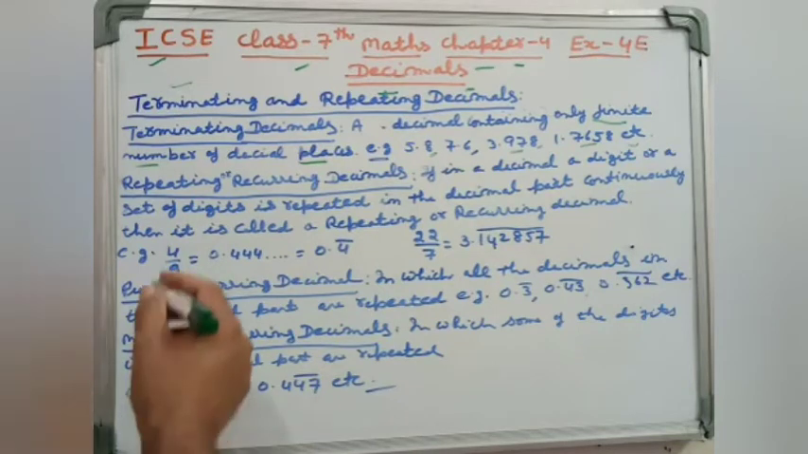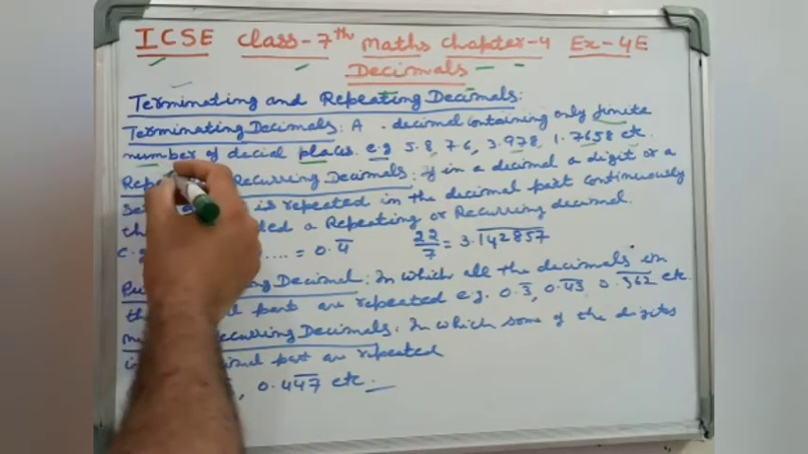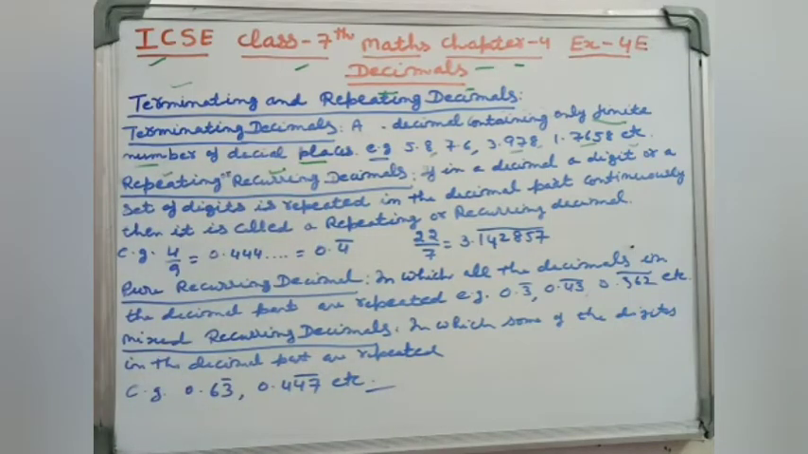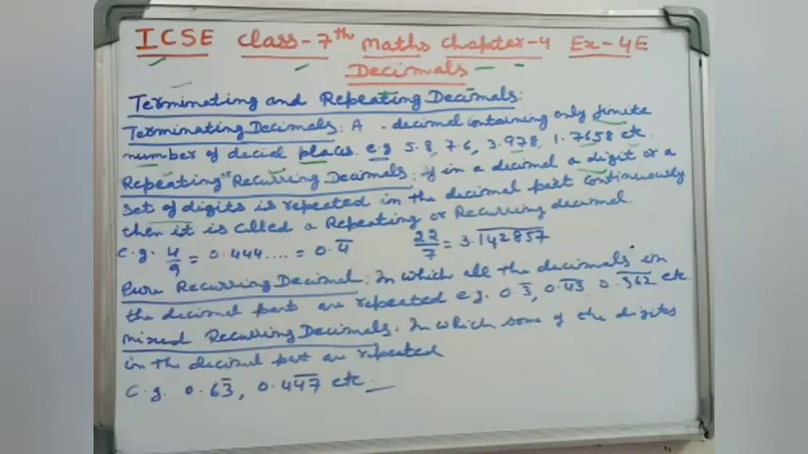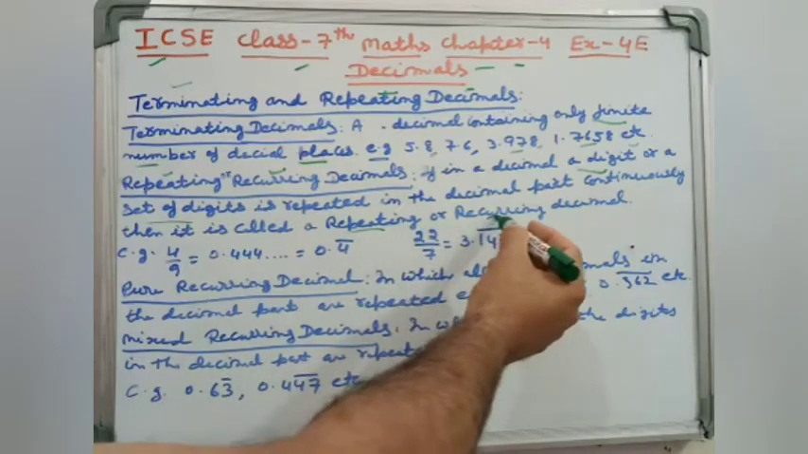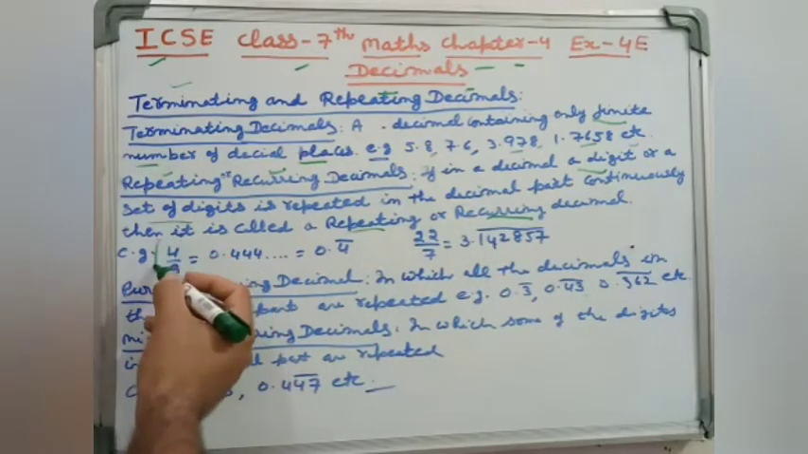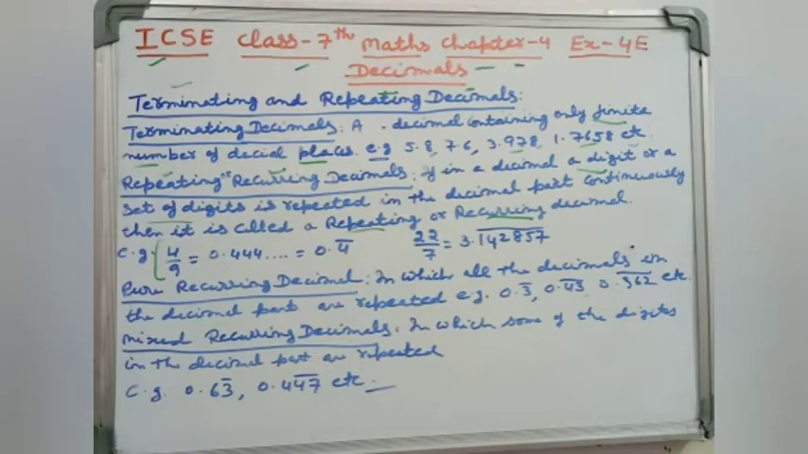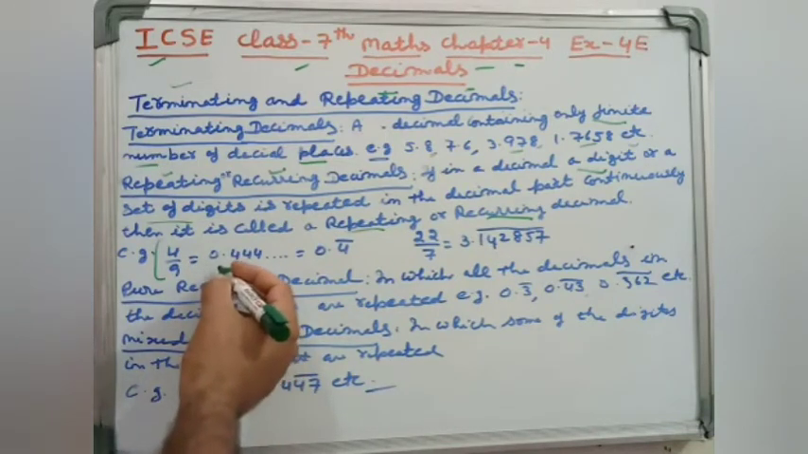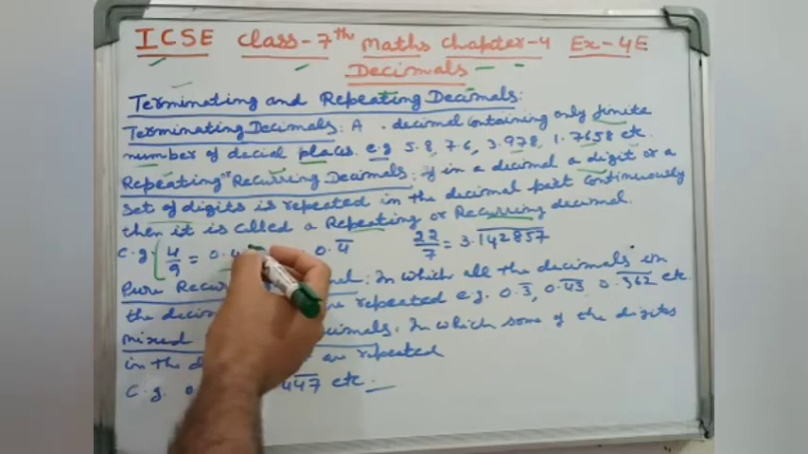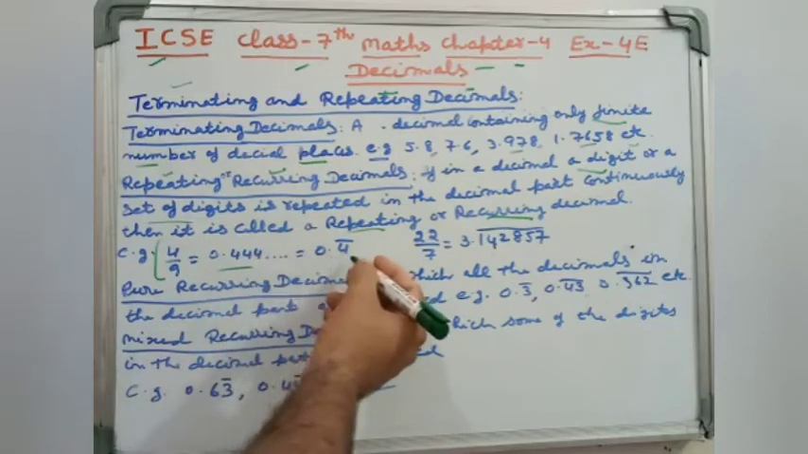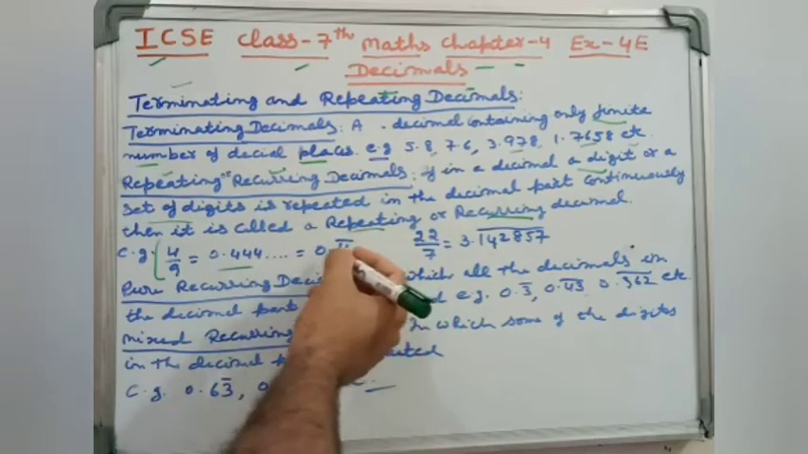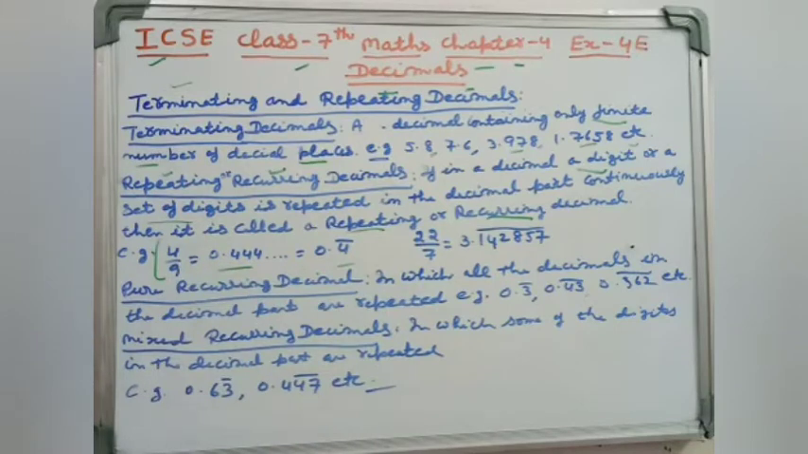Now we will move on to repeating or recurring decimals. Repeating decimals are also called recurring decimals. If in a decimal a digit or a set of digits is repeated in the decimal part continuously, then it is called a repeating or recurring decimal. For example, if we divide 4 by 9, we will get 0.444. Here 4 is repeated, so for the digit which is repeated, we put a bar on it. 4 is repeating, so we put a bar on 4.